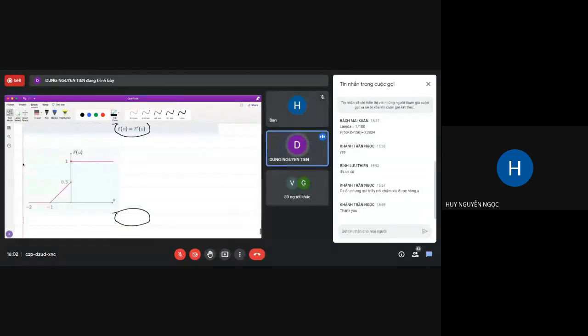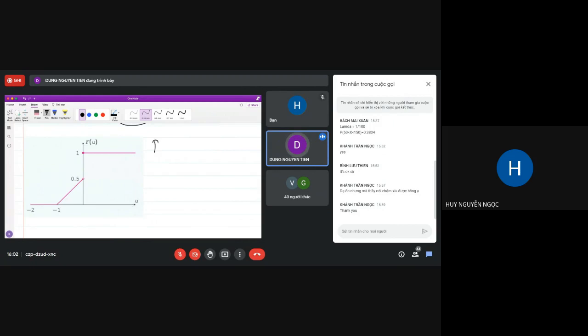Let's consider this example. Please find the probability that x is less than or equal to 0, the probability that x is less than 0, the probability that x equals 0, and then the probability that x is less than or equal to minus 0.5. Can you do it?